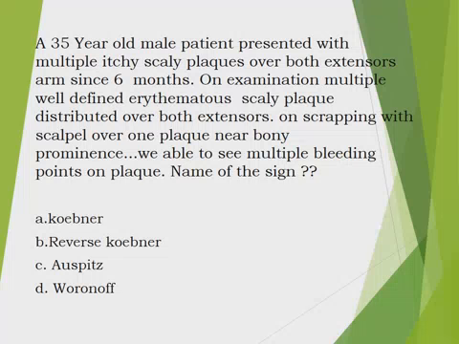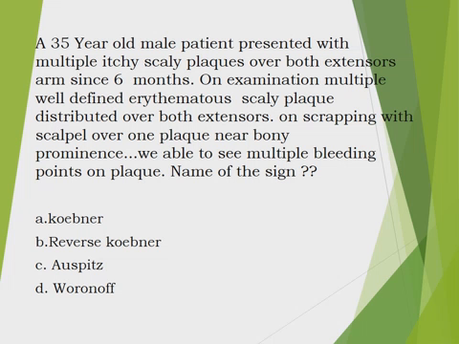A 35-year-old male patient presented with multiple itchy scaly plaques over both extensors in 6 months. On examination, multiple well-defined erythematous scaly plaques over both extensors. On scraping with a scalpel over one plaque near a bony prominence, we were able to see multiple bleeding points on the plaque. What's the name of the sign?